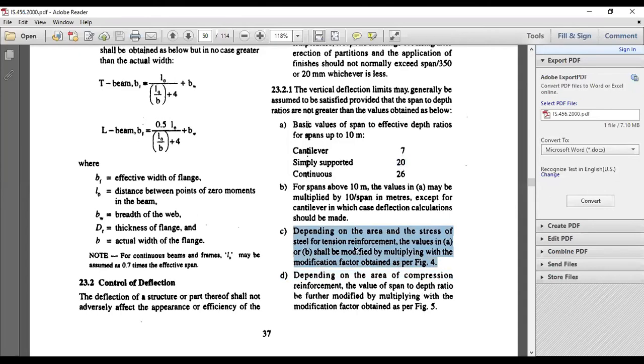Depending on the area and the stress of tension reinforcement, the values in A, whatever we are using, this is the A, the values given in A or B shall be modified by multiplying with the modification factor. Now here you will get that term modification factor. And they have also told us further where to find it. The modification factor is obtained as per figure number 4.